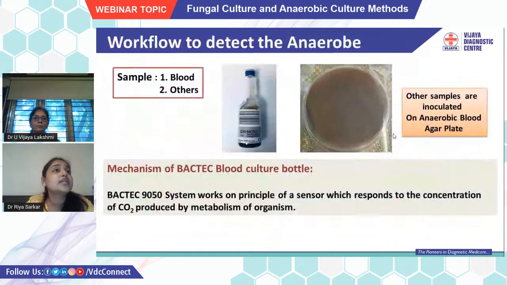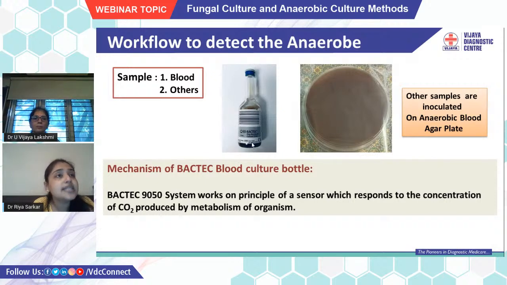In our lab, we get two types of samples, as I told you, blood and others. The blood is sent in this anaerobic blood culture bottle. This bottle has a certain mechanism. It has a specific sensor located at the base of the bottle. This sensor responds to the increased concentration of carbon dioxide produced by the metabolism of organisms, if present in the blood. It gives us a positive signal as soon as the sensor detects it.